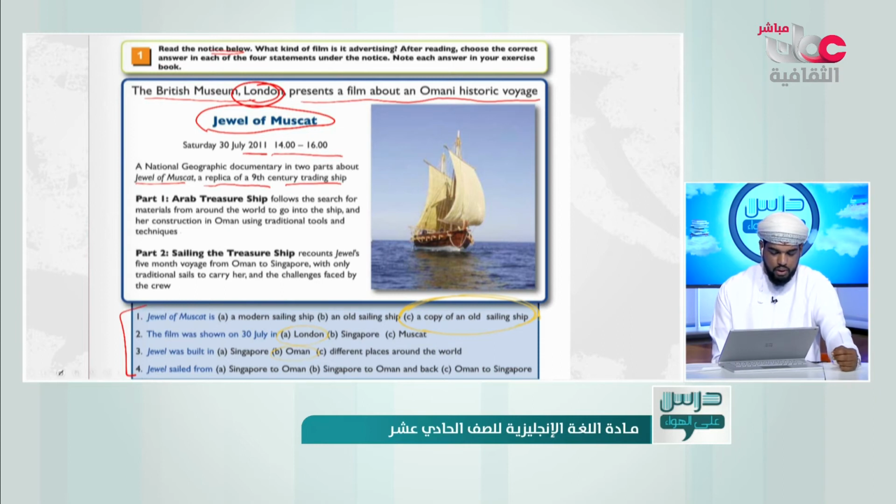Number 4, Jewel sailed from Singapore to Oman, or from Singapore to Oman and back, or from Oman to Singapore. What do you think? We said it was given as a gift from the Oman government to the Singapore government. So it sailed from Oman to Singapore. These are the answers. All right.